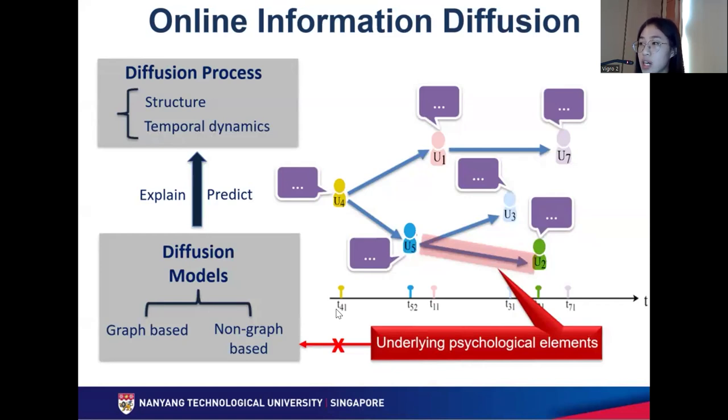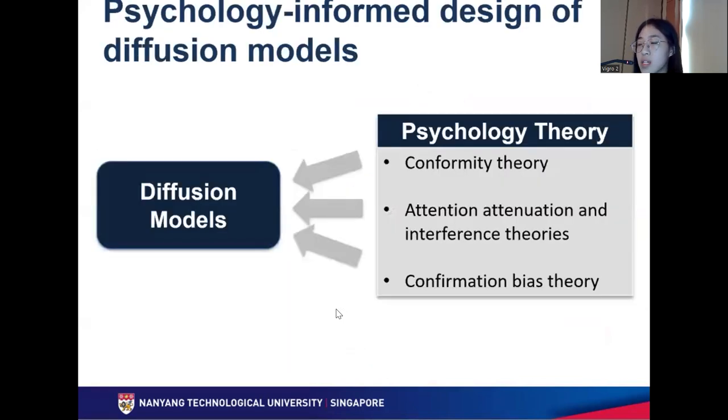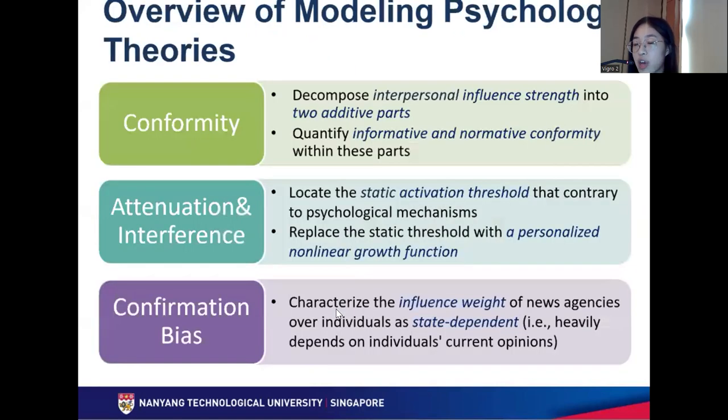Several studies have already taken some initial steps to do that. And among the several psychological theories, four have been incorporated into the design of diffusion models. These four theories have been introduced before. So now I'm going to jump into the overview of how to model these theories.